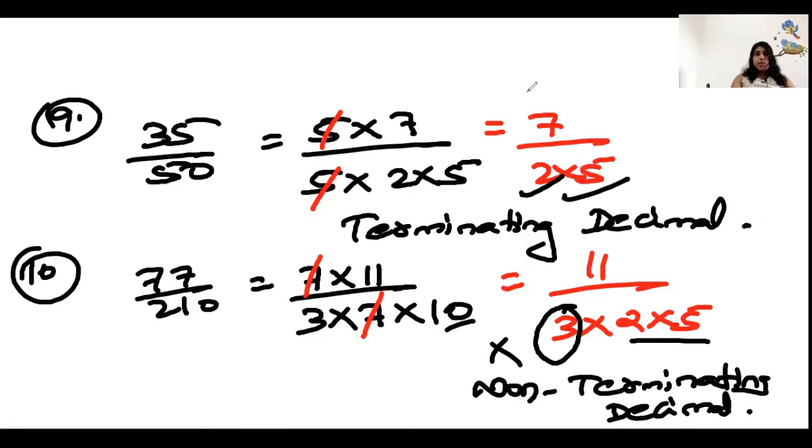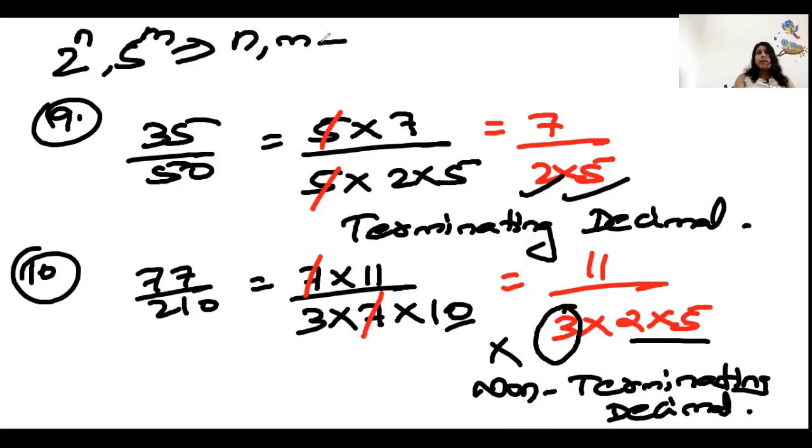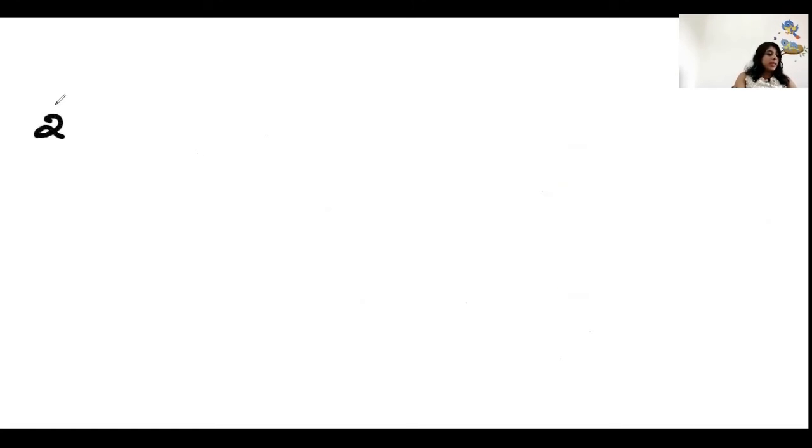Understood, everybody? So whenever our denominator, that is q, is not equal to 0 and also it contains a factor of 2 raised to n and 5 raised to m, where n and m are non-negative integers, we can say that it is what? A terminating decimal. If something other than these is there, we can say that they are non-terminating decimals.